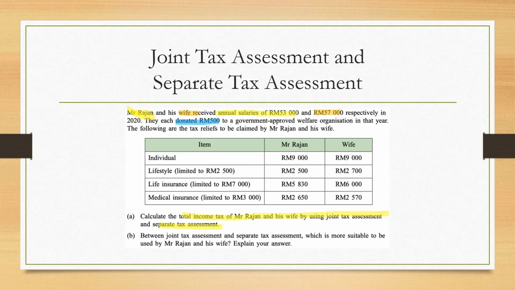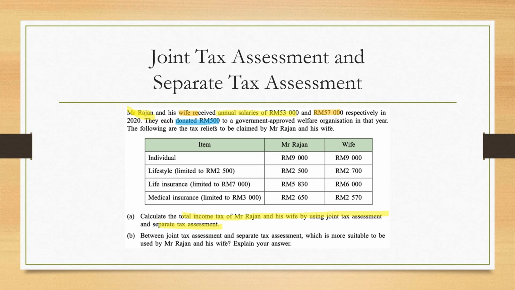Usually it takes a very long time. So in most scenarios, a question usually will not ask you to find both joint tax and separate tax. Usually they just ask you to find using joint tax or to find using separate tax. But for this particular sample question, they're asking you to find both.